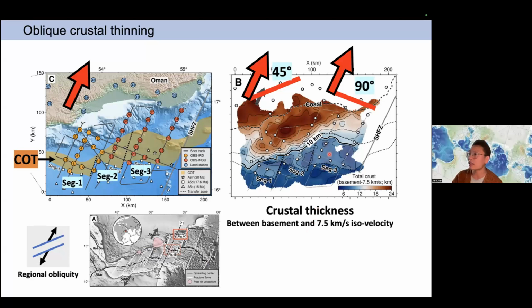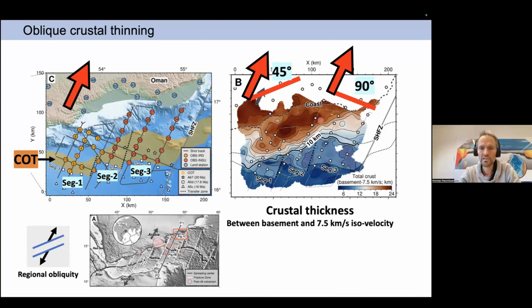Because the crust here is less than 13 kilometers, our resolution at that depth is good enough to see the COT structure. But for the continental crust, it's thicker and deeper. That means the seismic ray goes deeper, and the resolution in the continental part is not very good.